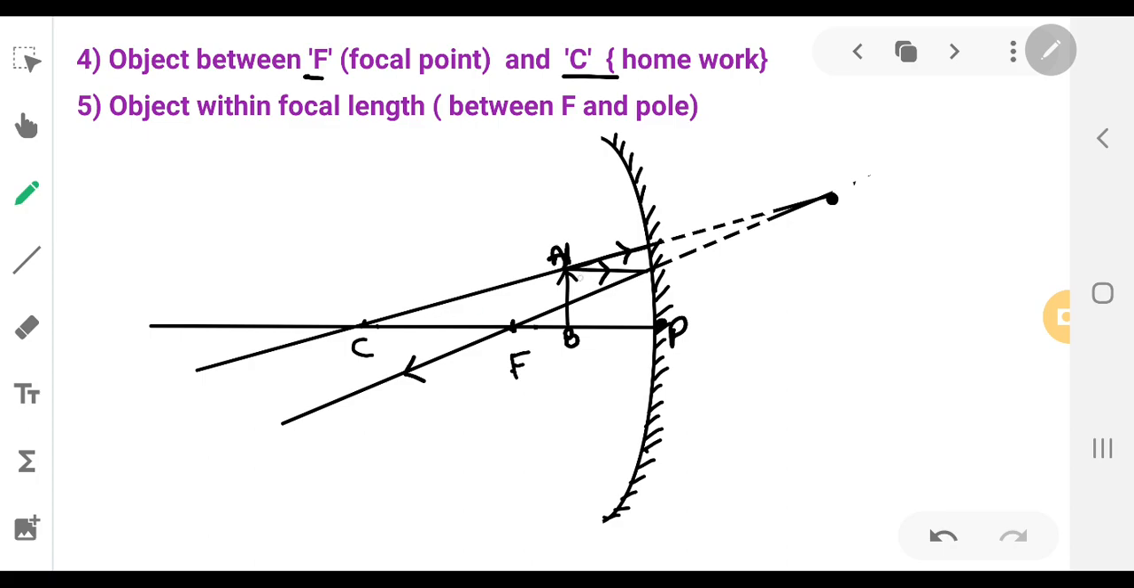So the first ray that we are considering is the ray parallel to the principal axis. After reflection it passes through the principal focus.